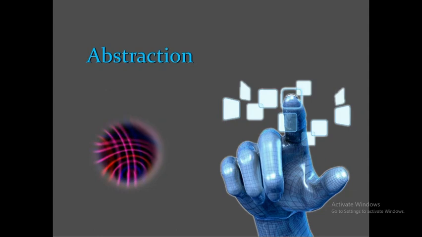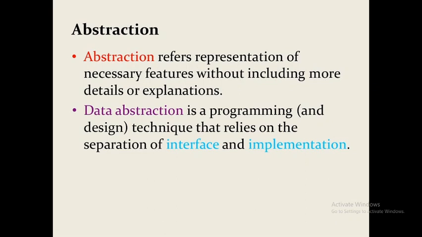In other words, it is fetching the required details rather than the background details. We have plenty of information, but out of it we only abstract, or fetch, the required information, the information which is of use to me. And that particular thing is called abstraction. So abstraction refers to the representation of necessary features, the things required for that particular activity, without including more details or explanation. That is called abstraction.